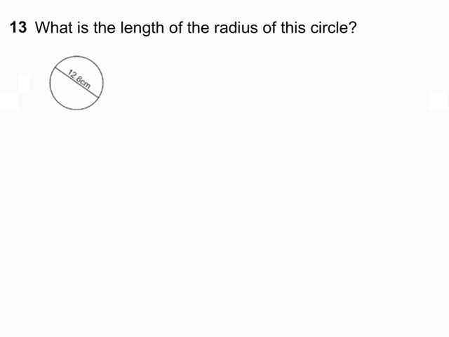Question 13 says, what is the length of the radius of this circle? Well, this is an even easier question. If the diameter is 12.8, then the radius will be half of that, which is 6.4. Some people got a little confused because they thought it was a different question, but this was a very easy question. What's the radius? It's 6.4 centimeters.